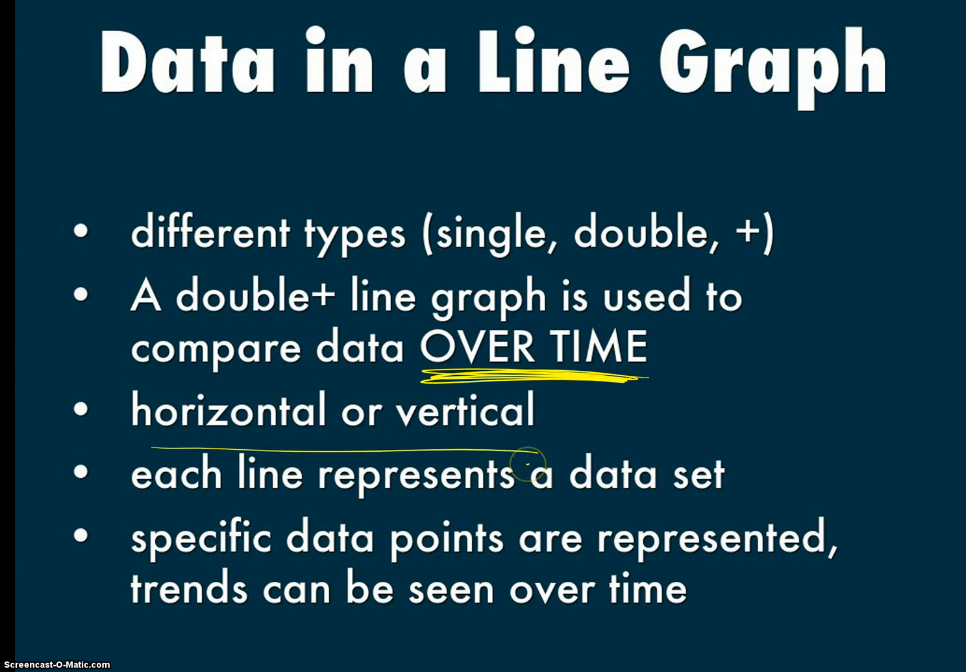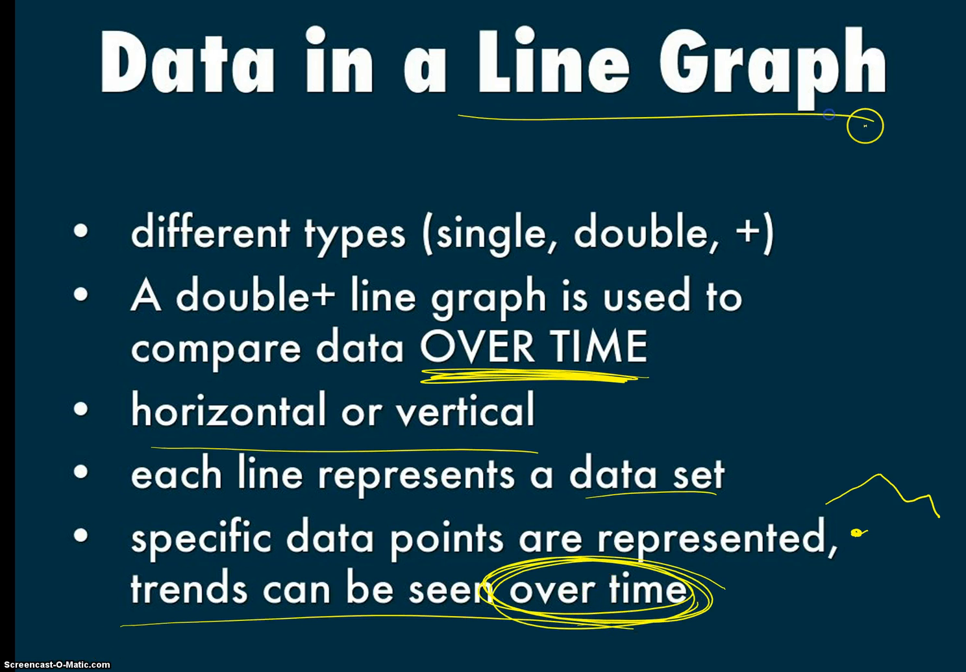They can be horizontal or vertical. Each line usually represents a separate data set or a separate display of information. And specific data points are represented, so there you'll see dots on there usually on most graphs. Otherwise, if you're just using a computer software, they might just be a line. Trends can be seen over time. So again, keyword, if you want to see change over time, you want to use a line graph.